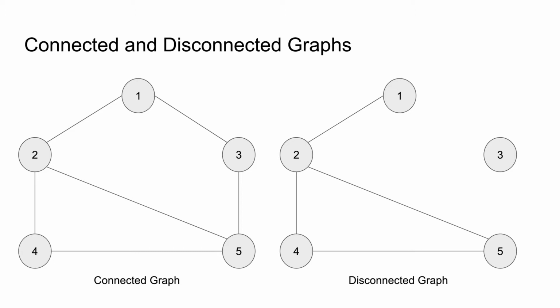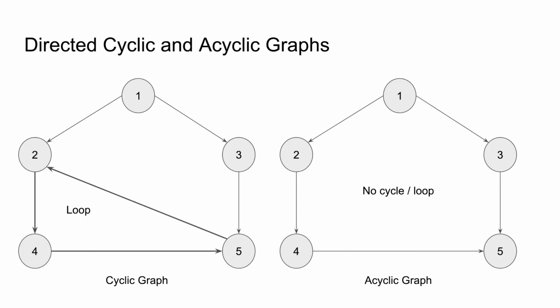Next, let's look at another kind of graphs on yet another basis. We have directed cyclic and acyclic graphs. On the left hand you can see a cyclic graph and on the right side you can see an acyclic graph. In the cyclic graph, as the name suggests, there is a cycle or a loop, and as you can see, there is a loop from 2 to 4, 4 to 5 and 5 to 2. And on the right hand you can't find any loop. If I'm starting from 1, I won't reach back to 1, and similarly if I start from 2, I can't come back to 2. There is no way back to 2.